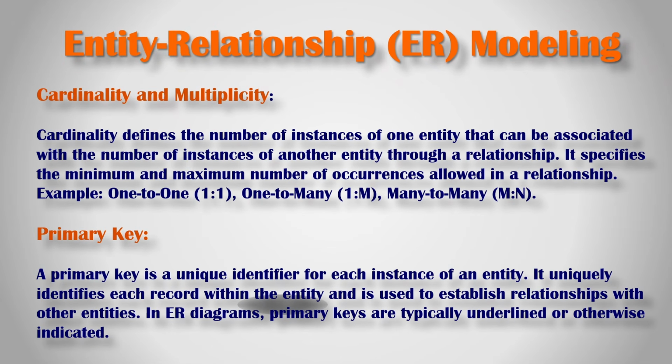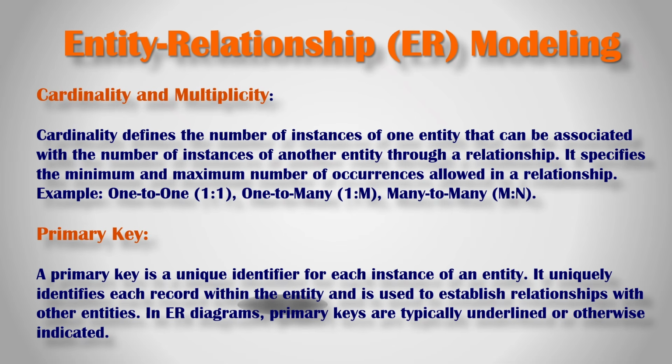Cardinality and multiplicity. Cardinality defines the number of instances of one entity that can be associated with the number of instances of another entity through a relationship. It specifies the minimum and maximum number of occurrences allowed in a relationship. Example: 1-to-1, 1-to-many, many-to-many.